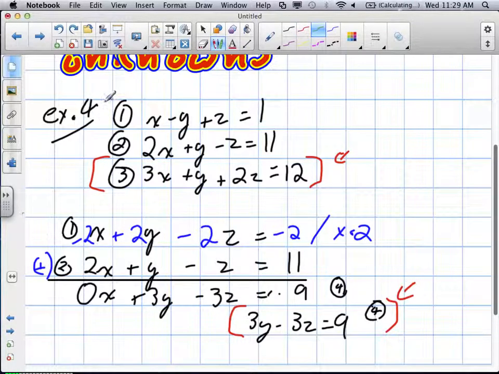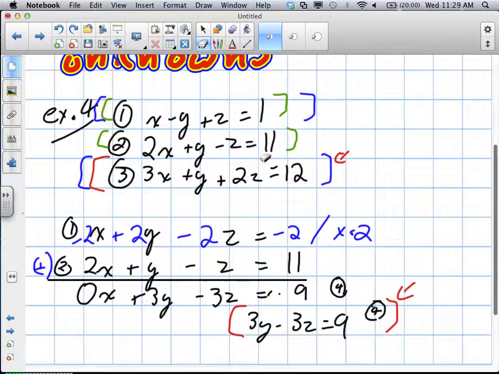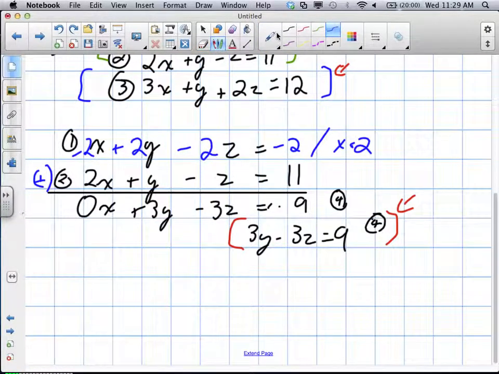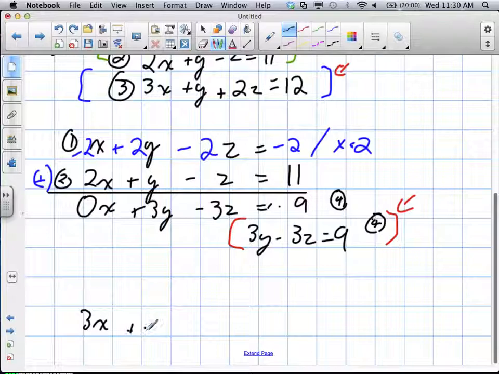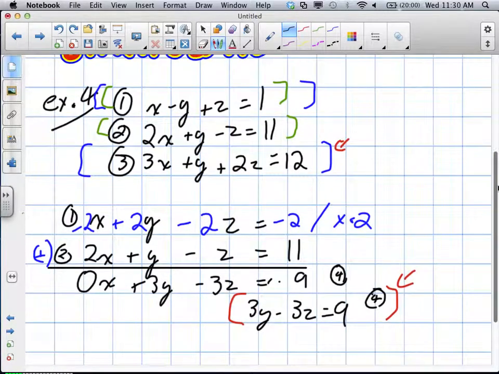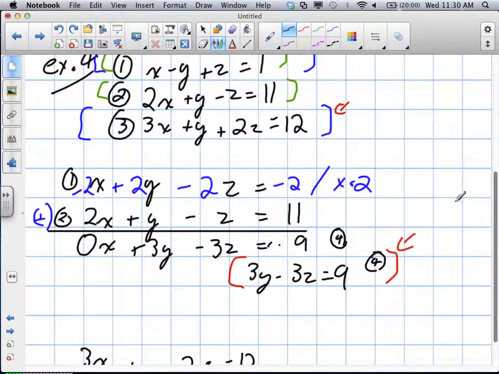So we did this with 1 and 2. And now I'm going to work with 1 and 3, so that eventually we're going to have a new equation 5. And we'll be working with equations 4 and 5 together. Same idea as we did before. This time we're just going to jump right to it though. Because the third equation says 3x plus y plus 2z equals 12. Again, I want to get rid of the x. So I'm going to multiply equation 1 by negative 3. That will give me negative 3x plus 3y minus 3z is equal to negative 3.